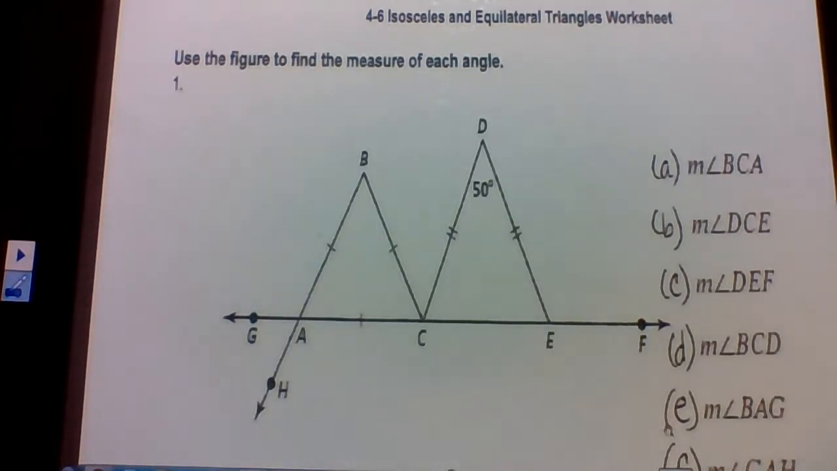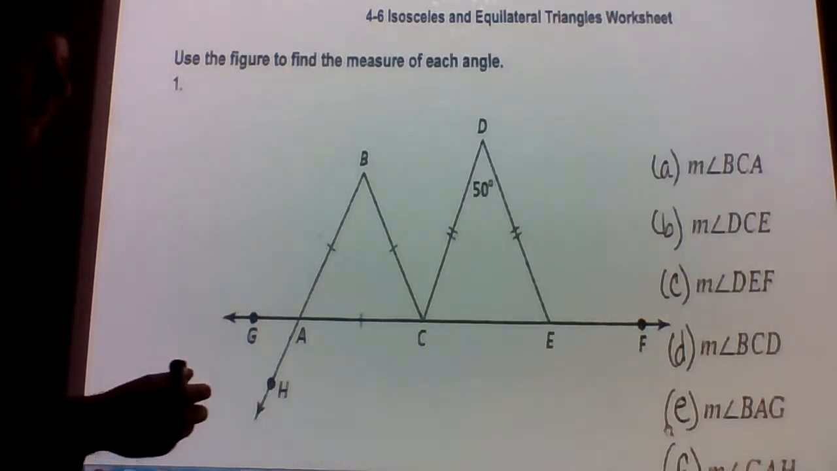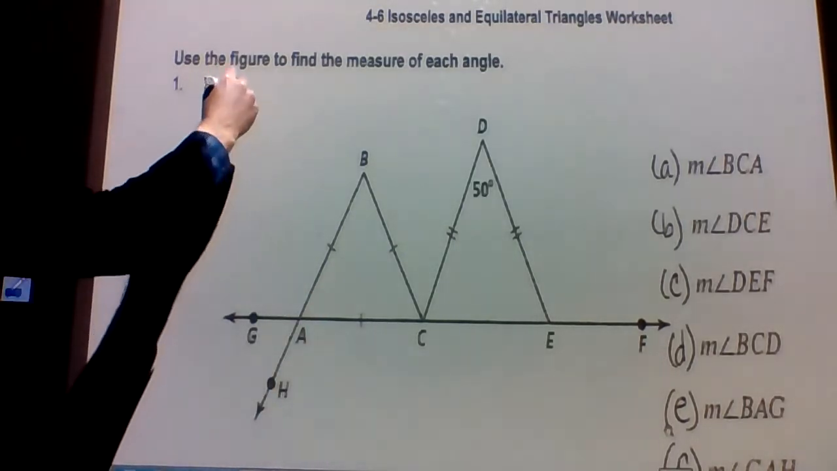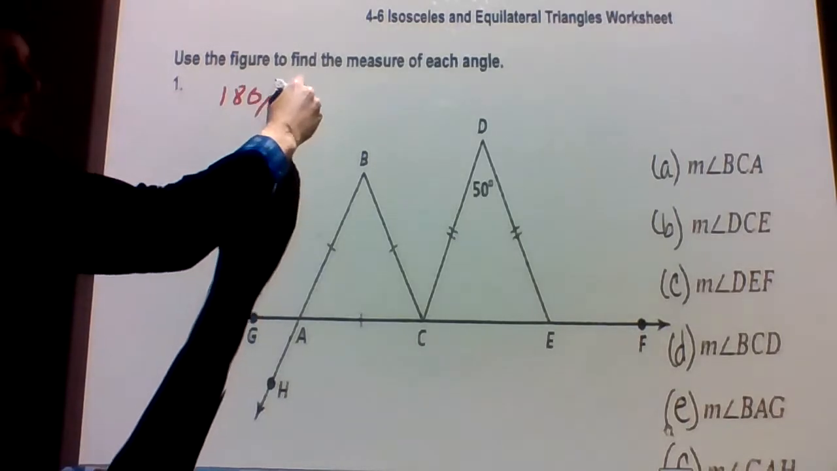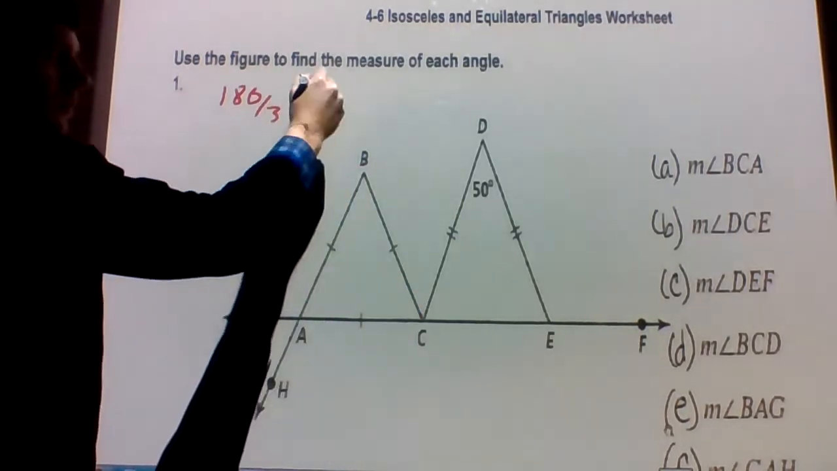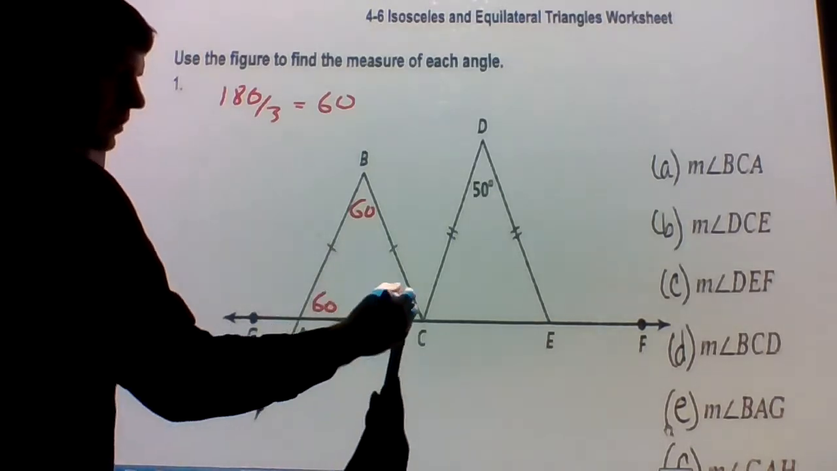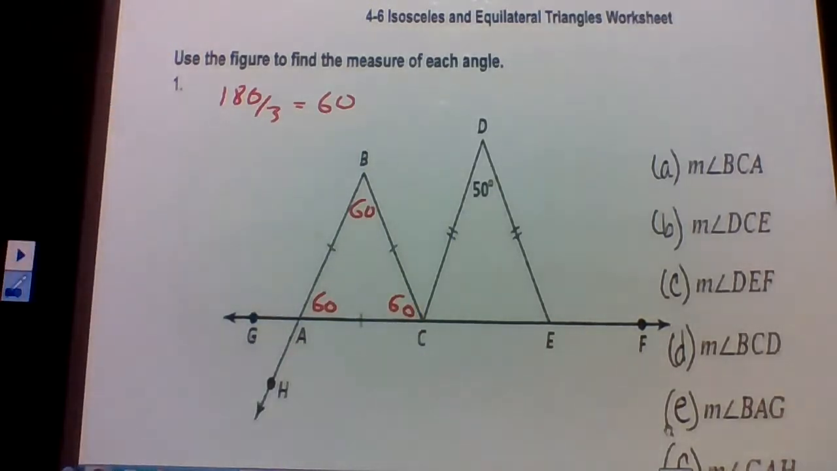So triangle ABC there is an equilateral triangle, which means that the three angles are going to be 60, 60, and 60, right? If we do 180 divided by 3, all three angles have to be congruent. We're going to get 60. So every equilateral triangle is going to have three angles that are 60, 60, and 60.